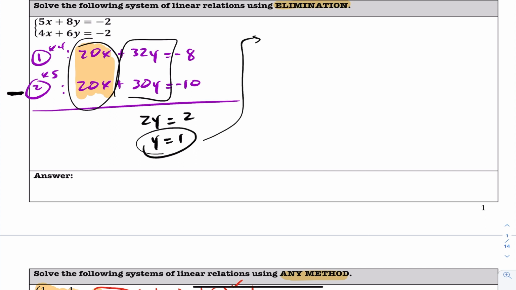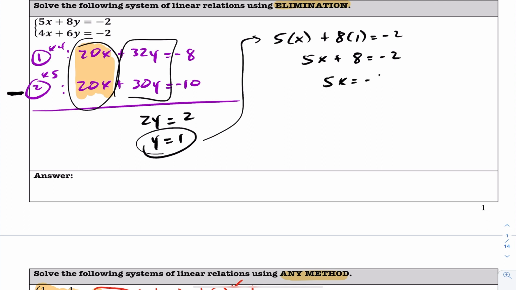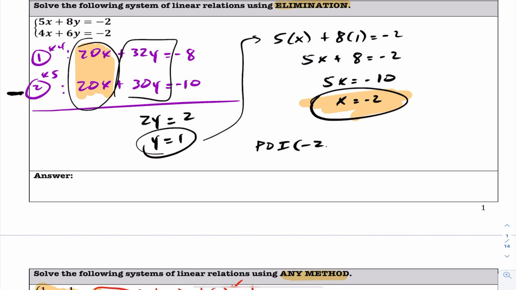Now that we have our y value, I can sub it into either equation. I'm going to sub it into equation 1. So I have 5x, which is what I want to solve for, plus 8 times 1 is negative 2. 5x plus 8 is negative 2. 5x equals negative 10, and x equals negative 2. And I've got an x value here of negative 2. So the point of intersection here, and again, when you list your point of intersection, you go by alphabetical order. So in this case, negative 2 and 1.